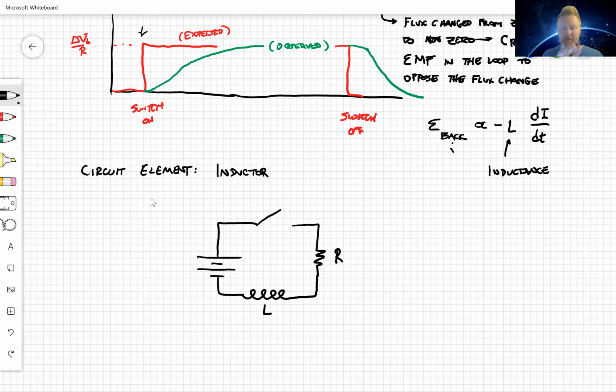So the inductor responds to a di/dt in the circuit. So when I shut the switch, that's a big di/dt, because before that there was zero current, and now there's trying to be some current. And I'm saying, if I'm the inductor, I'm saying, stop.